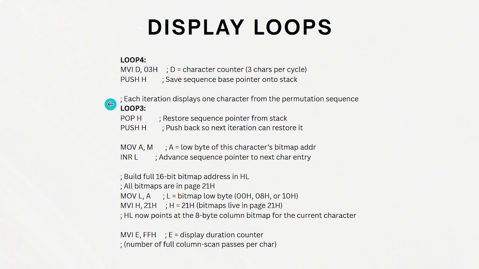Then we have loop 3. Loop 3 simply iterates over the characters. So let's say the sequence that we have is A, B, C. Then it will iterate over A, B, and C.